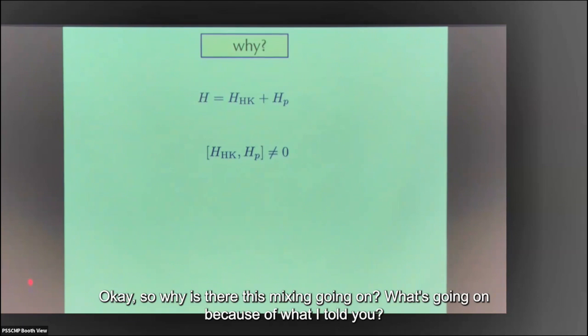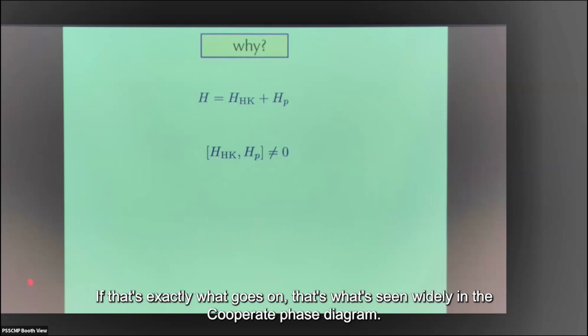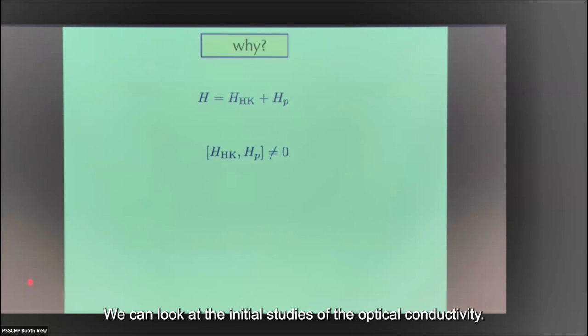Okay, so why is there this mixing going on? Well, it's going on because of what I told you. This term and this no longer commute. And this dynamical mixing is giving rise to exactly the physics that you expect if you're seeing an integrated spectral weight at high energy going down and the one at low energy going up. Okay, that's exactly what goes on. That's what's seen widely in the cuprate phase diagram, if you look at the initial studies of the optical conductivity.